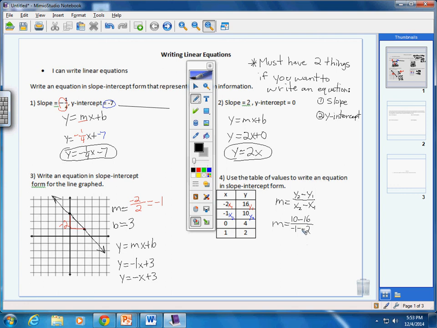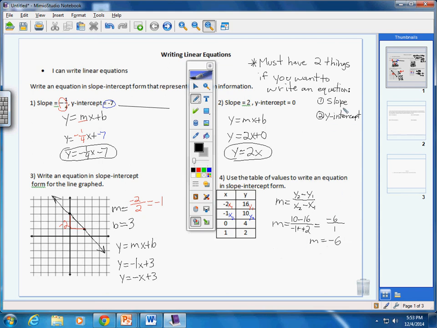But you guys are all thinking, well, Mr. Dudek, it's a double negative. Good. So it becomes a plus sign, an addition sign. And our slope, let's simplify it. 10 minus 16 is negative 6. And negative 1 plus 2 is 1. So our slope happens to be negative 6.